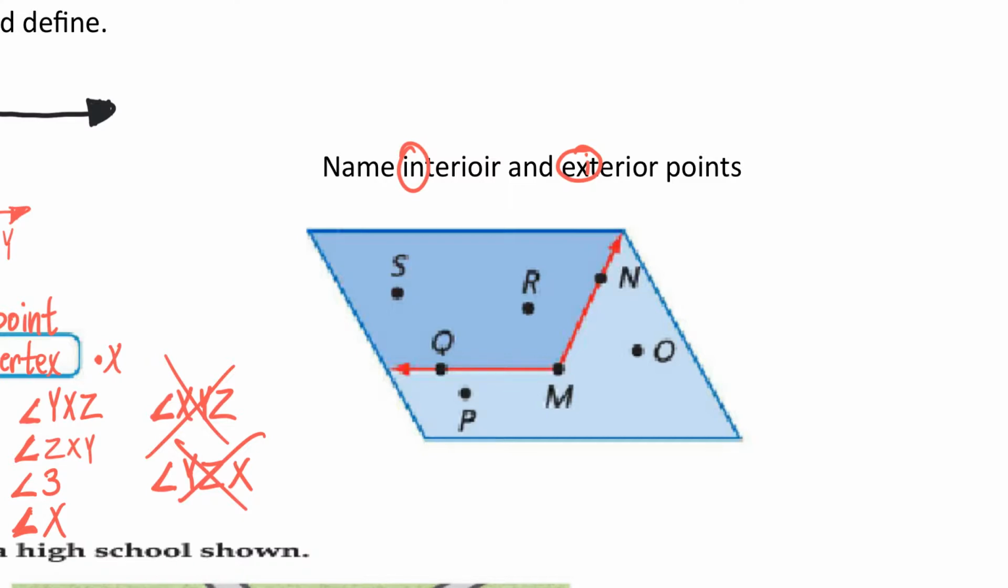So what points are on the interior? S and point R. Q is actually on the angle, so it's not interior or exterior. It's just on the angle. So Q, M, and N aren't going to be in either of these. So what are the exterior points? Point P and point O.